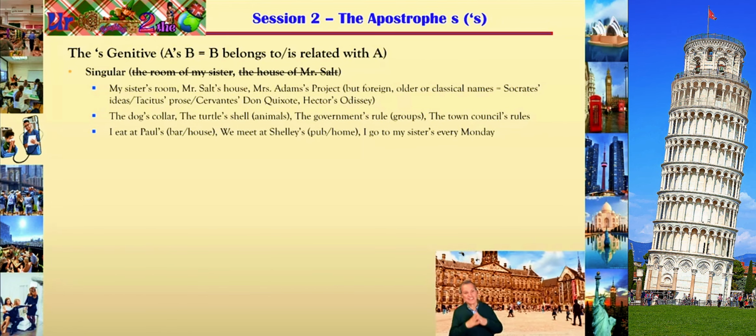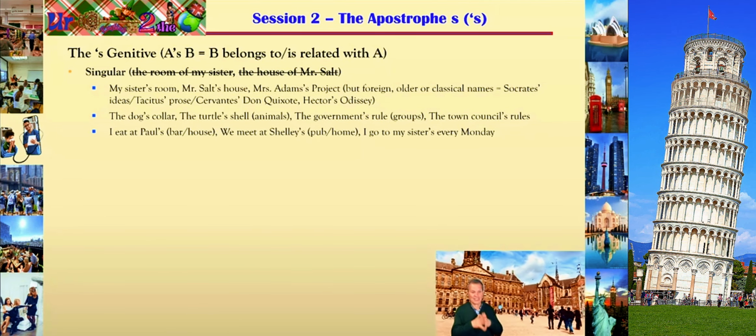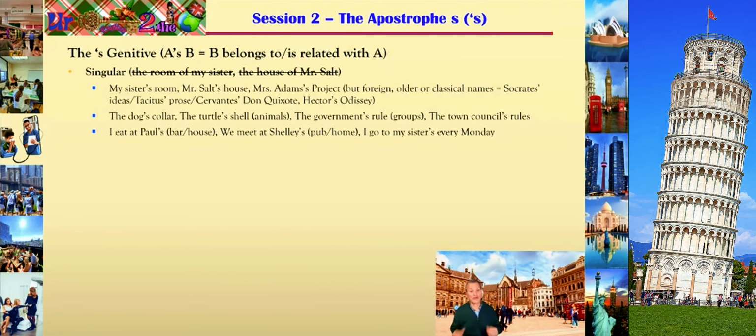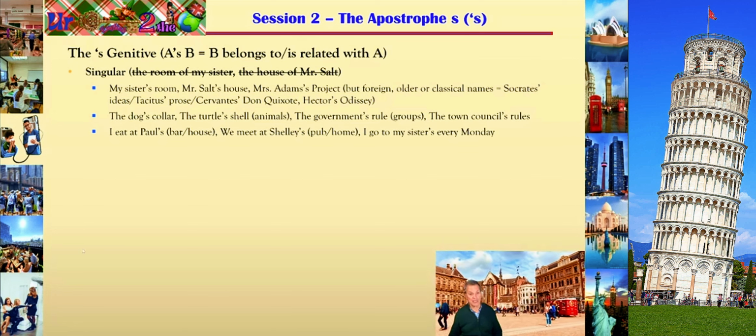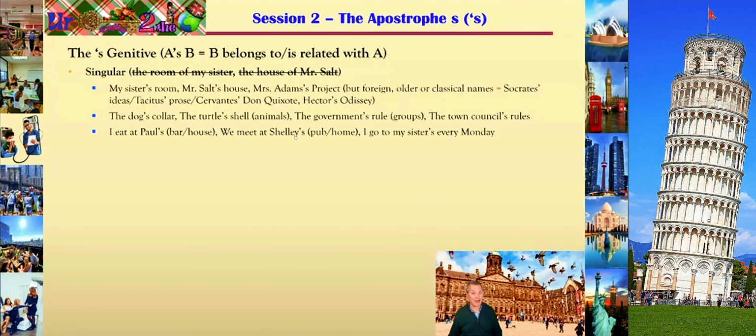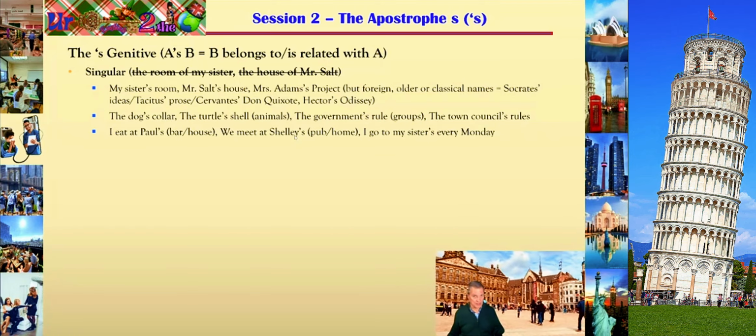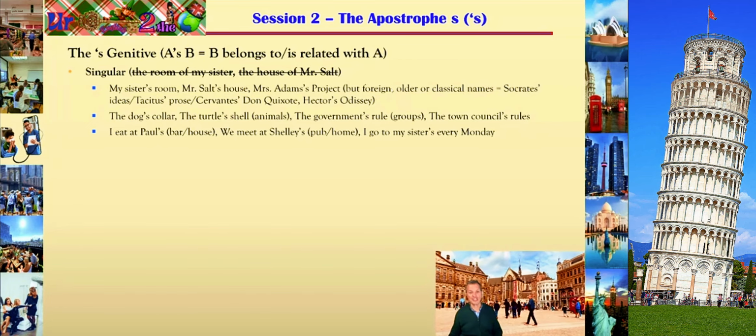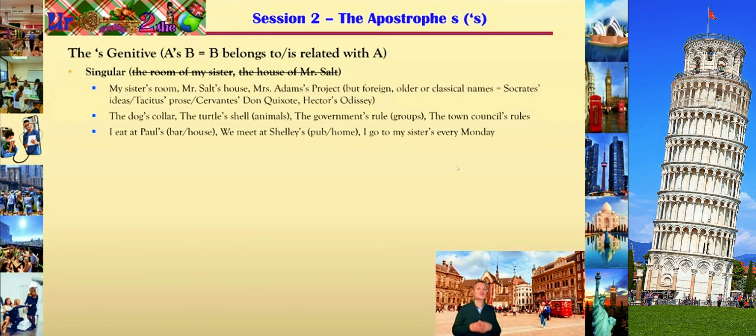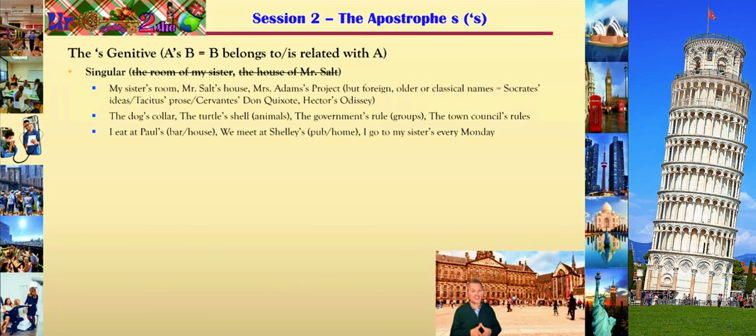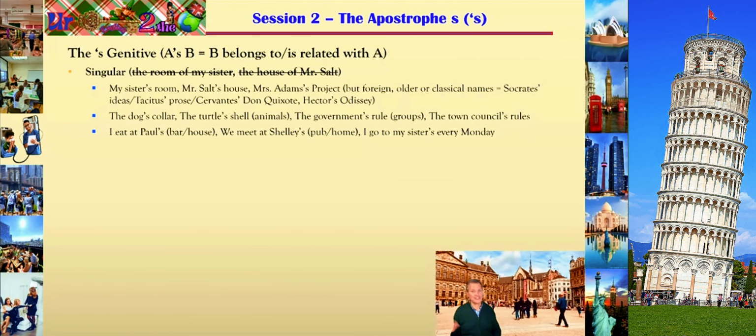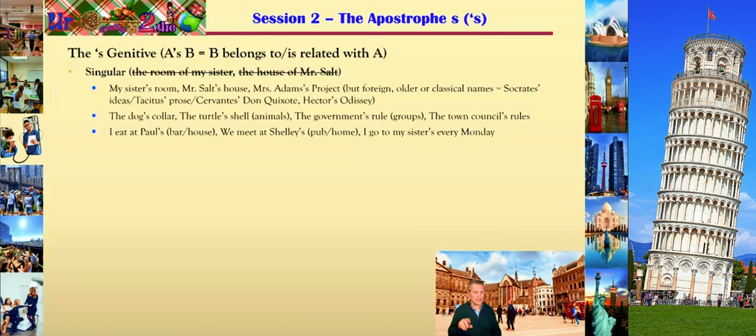So if you say I eat at Paul's, maybe you mean that you are eating at a bar, or maybe you are eating at Paul's house. For example, if we continue saying we meet at Shelley's, then maybe you mean that you meet at Shelley's pub, which is a pub, no? You simply say Shelley's, or maybe Shelley's home. I go to my sister's every Monday. If you say I go to my sister's every Monday, you mean that you are going to your sister's house. But you don't need to say house, right? Simply by saying go to my sister's, everybody's going to understand that you mean your sister's house.